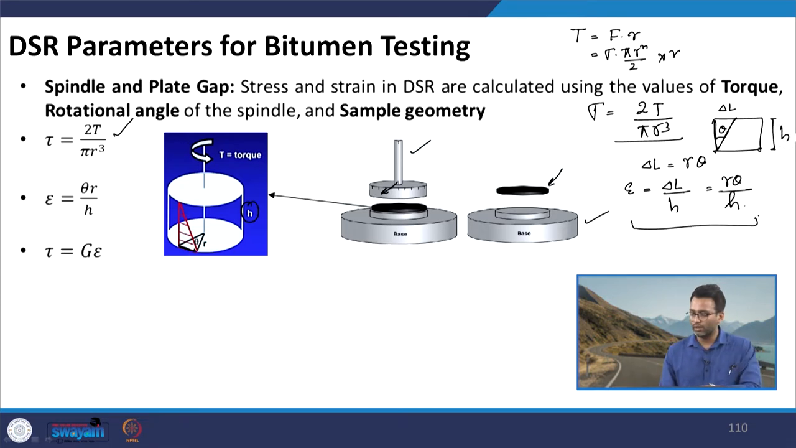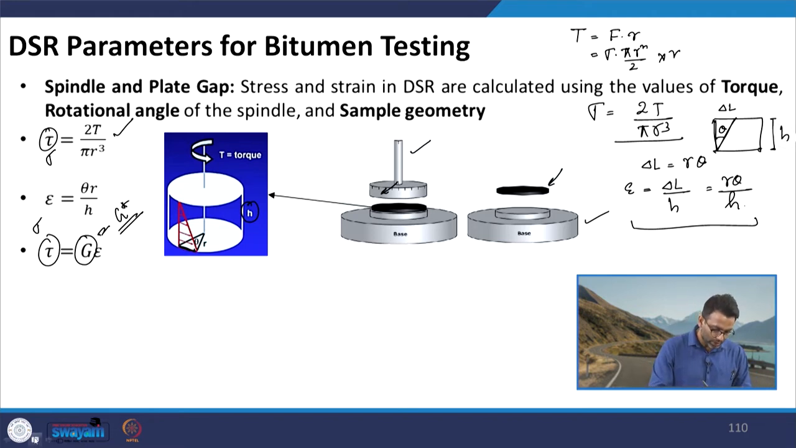So this is how strain is calculated using the value of theta, which is the rotational angle here, and the radius of the specimen and the height of the specimen, all right. And using this value of stress and strain, since we are representing stress as sigma, so that we avoid confusion, say this is just equal to sigma. You can see how the stress and strain are calculated using the value of torque and the value of theta and the geometrical parameters, and all the other parameters are basically derived from these values of stress and strain. And for a linear viscoelastic material, the stress will be proportional to strain, and the proportionality constant can be represented as G star, written as G here. So this is basically the complex shear modulus, which we are defining as the linear viscoelastic modulus of the specimen.